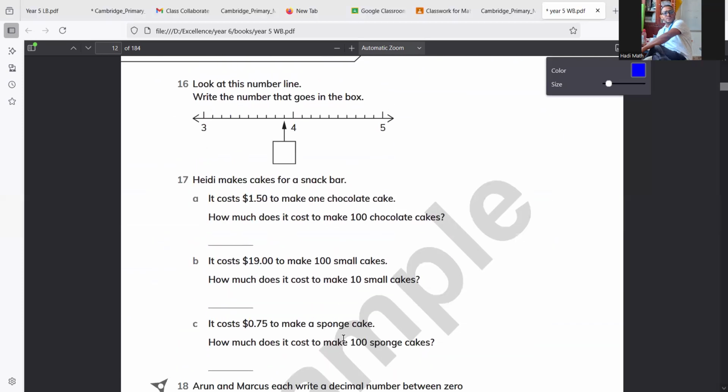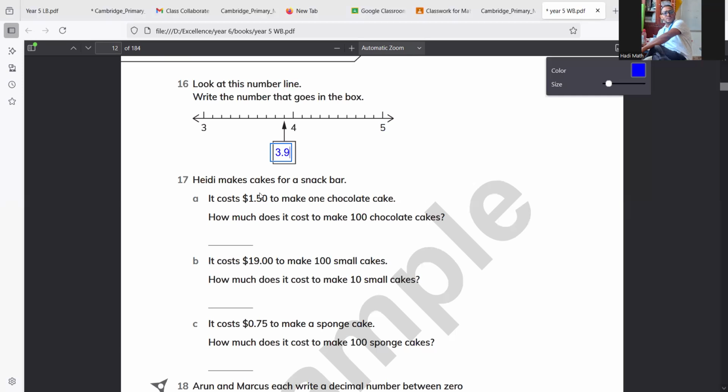Let's continue. They say, look at this number line. Write the number that goes in the box. You just go 3, 3.1, 3.2, 3.3, 3.4, 3.5, 3.6, 3.7, 3.8, 3.9. So this number is 3.9.